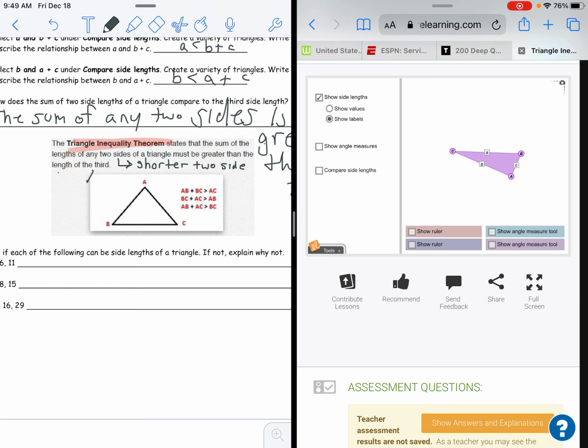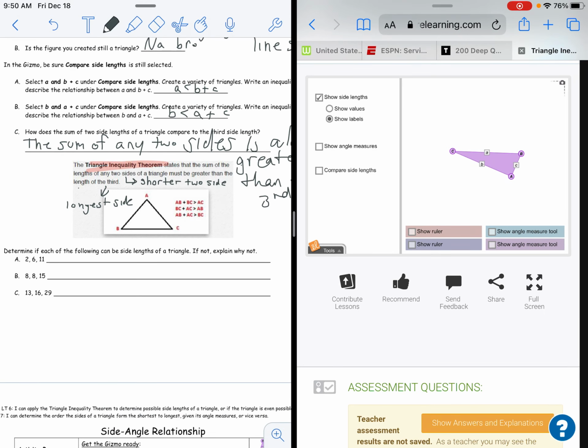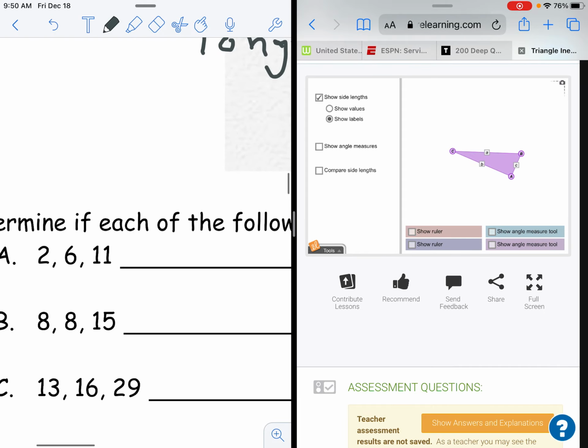the third side, which is the longest side. So here are some problems. Hypothetically, if we had side lengths 2, 6, and 11, would you be able to make a triangle with side lengths of 2, 6, and 11?